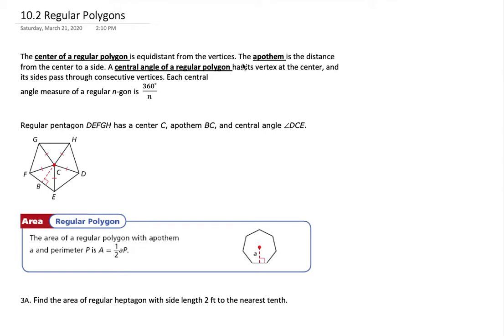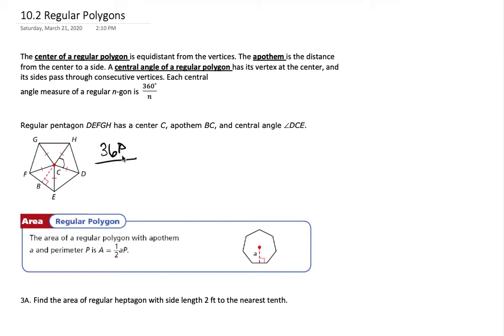That's saying right here, like the C, that's the same distance to D as it is to H, to G, etc. The apothem is the distance from the center to a side. That's this dotted line. And that is perpendicular to the side. A central angle of a regular polygon has its vertex at the center and its sides pass through consecutive vertices. Each central angle measure of a regular n-gon is 360 divided by n. So in this case, your central angle is just going to be like right here, or right here, or right here. They're all the same. So since this is a pentagon, which is 5 sides, you're going to take 360 divided by 5 to get the measure of this. And I might just write that.